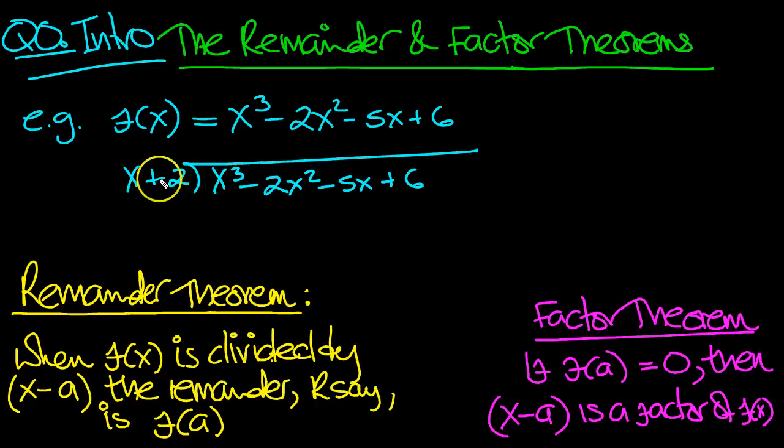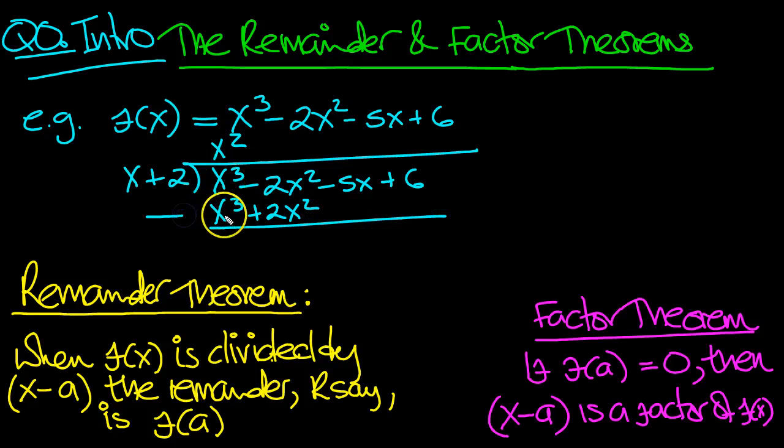So you look at the dominant terms, how many x's go into x cubed? Well, that'll be x squared. Multiply through as you would do normally with long division. So x cubed and then plus 2x squared. Then you take them away. So this disappears. This take away that will be minus 2x squared. Take away 2x squared is minus 4x squareds. Then you've got minus 5x take nothing, which is minus 5x. 6 take nothing is plus 6.